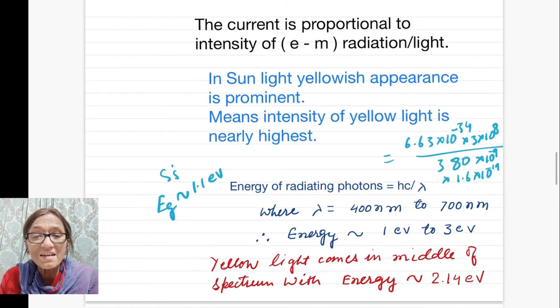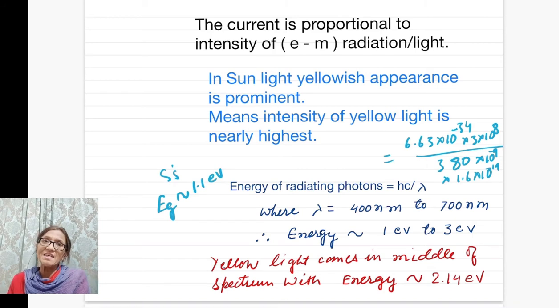So where intensity lies, when you see sunlight, there is a yellowish appearance. Why? Because yellowish colored light has nearly maximum intensity.